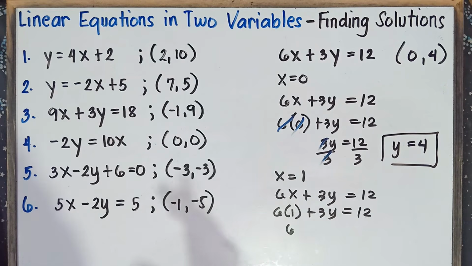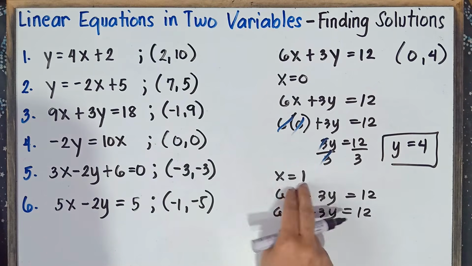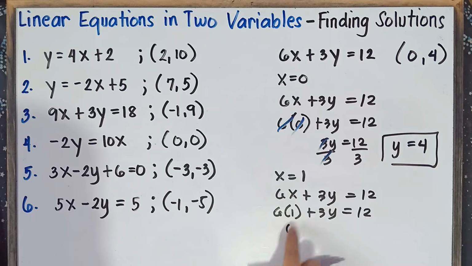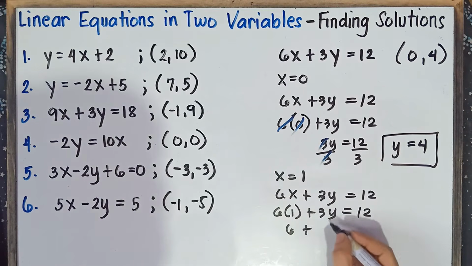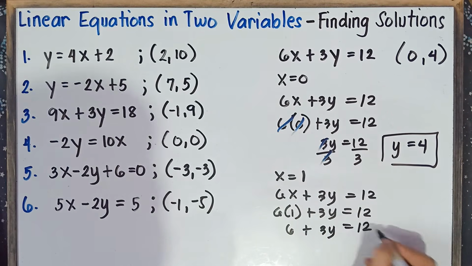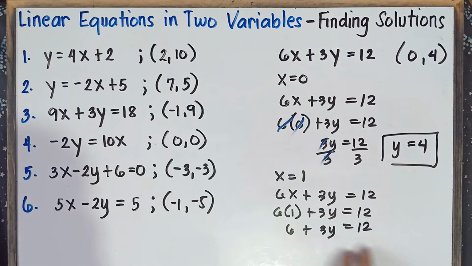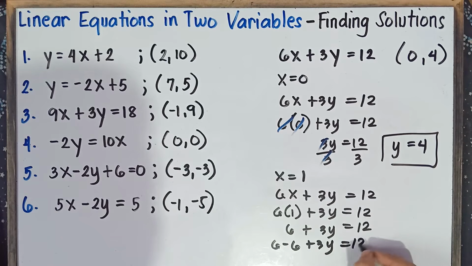We assume any value for x for us to get the ordered pair. Our x value, that would be positive 1. So 6 times 1, that would be 6, plus 3y equals 12. And then to get the value of y, we can subtract both sides by 6 so that we can cancel this out. And the remaining expression will be only 3y. So subtract both sides by 6, so that will be 6 minus 6 plus 3y equals 12 minus 6.